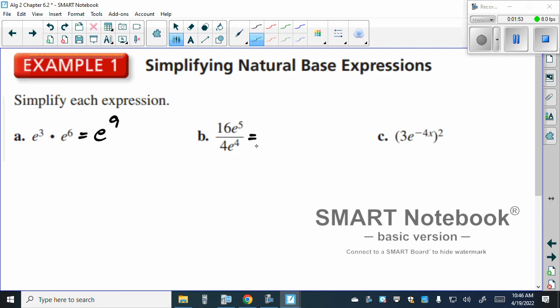Next, 16e to the fifth divided by 4e to the fourth. Because 16 divided by 4 is 4, and whenever we have like bases, we subtract the exponents, so 5 minus 4 is 1, we get 4e. Now, if we were going to type it into a calculator, we have to type 4e to the first. In most cases the calculator is expecting there to be an exponent, so if the exponent's 1, we have to type 1 in.